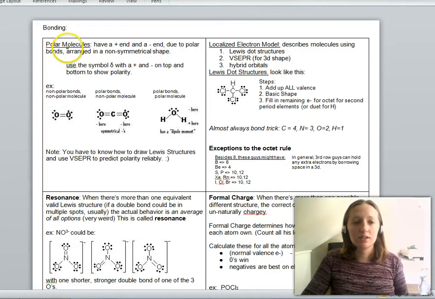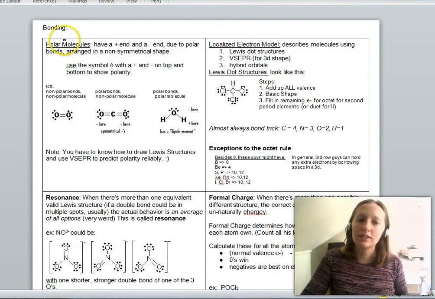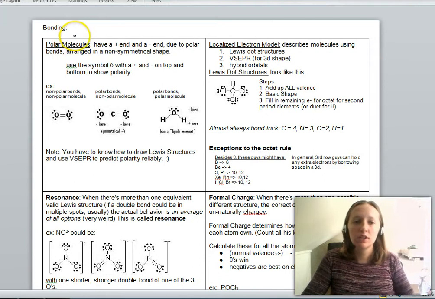Hello folks, this is my second lecture about bonding, chapters 8 and 9 in both the Brown and Zumdahl textbooks, and we're going to start by discussing polar molecules.